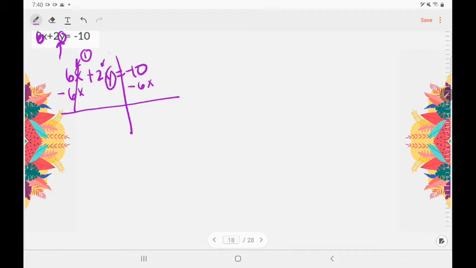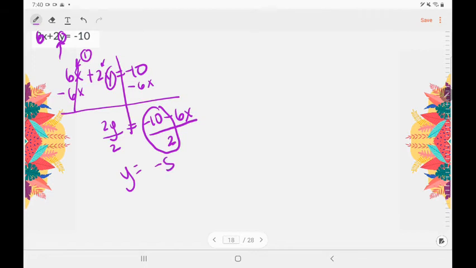What does that leave me with? Well, that leaves me with 2y on the left. And because negative 10 does not have an x, I'm going to write them separately. So I'm going to divide by 2 to get y by itself. Y is equal to, now notice I have negative 5 and divide both of them. Negative 6 divided by negative 2 is negative 3x.